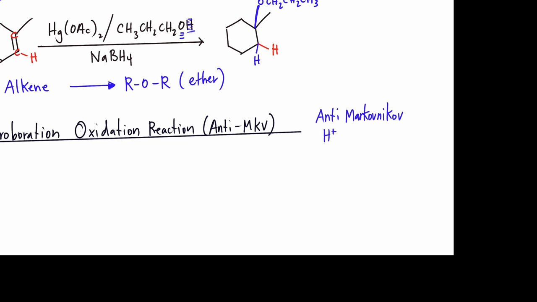That's H plus going to the carbon with the least hydrogen. Now, that's not how the mechanism works, but that's what you need to know. Okay, that is what you need to know. Your H plus is going to go to the carbon with the least hydrogen when it's anti-Markovnikov.